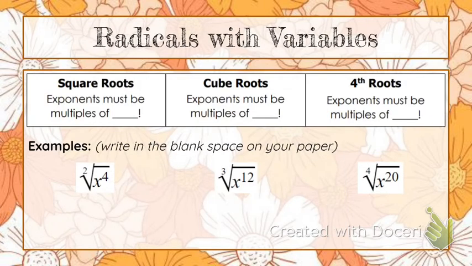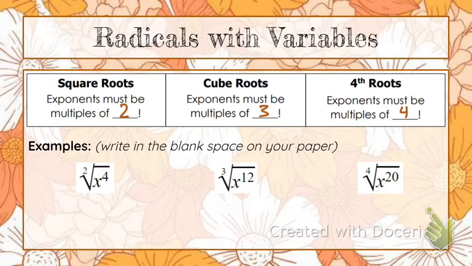The next section talks about radicals with variables. So this is just a little bit different, but it's not too complicated. Let's just take a look. So this says that for perfect square roots, when you have variables, the exponents must be multiples of 2. For cube roots, the exponents must be multiples of 3. And for 4th roots, the exponents must be multiples of 4.